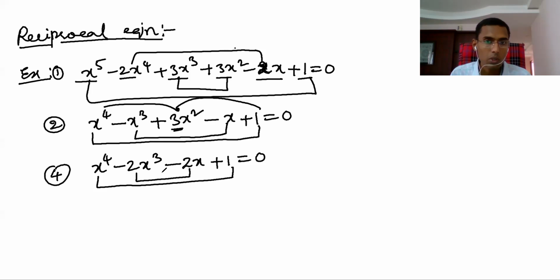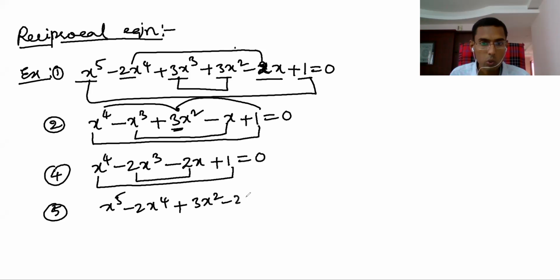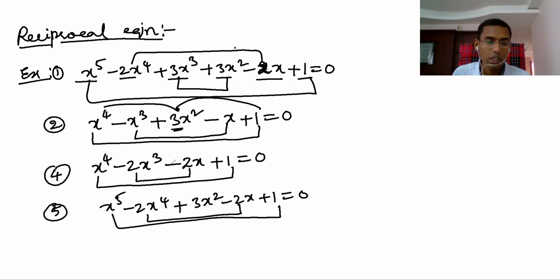But sometimes you need to be careful. For example, you have x power 5 minus 2x power 4 plus 3x square minus 2x plus 1 equal to 0. This is not a reciprocal equation, though it looks the same, because here the third degree term must also be written. Here I should also write the second degree term.